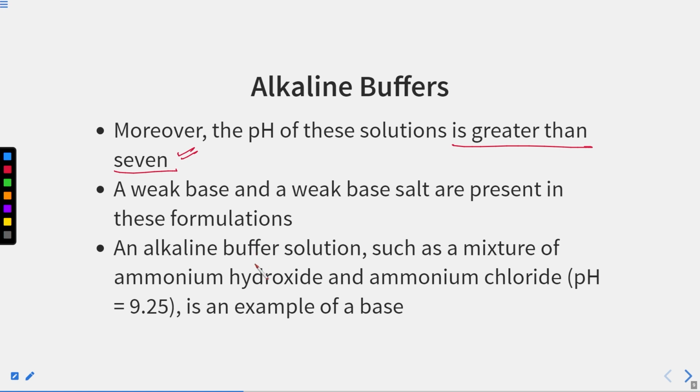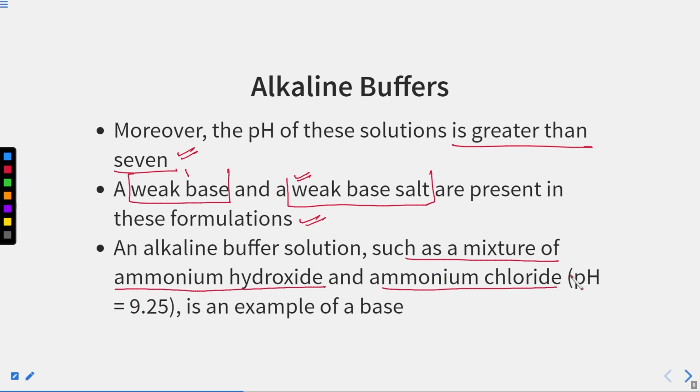The weak base and the weak base salt are present in these formulations. So here, ammonium hydroxide and ammonium chloride. This is the weak base salt. So an alkaline buffer solution, such as a mixture of ammonium hydroxide and ammonium chloride, pH 9.25, is an example of the base.